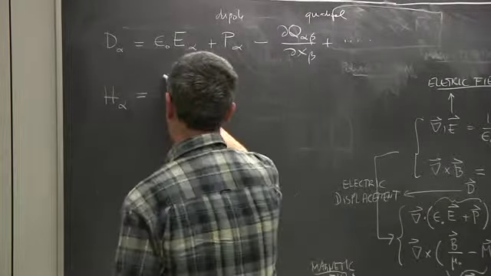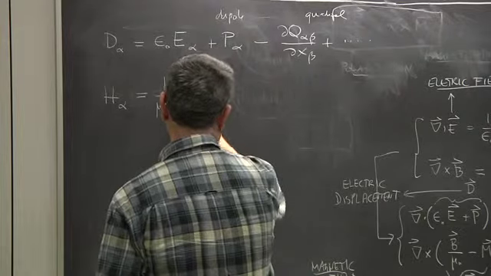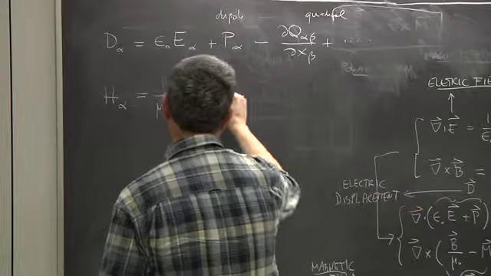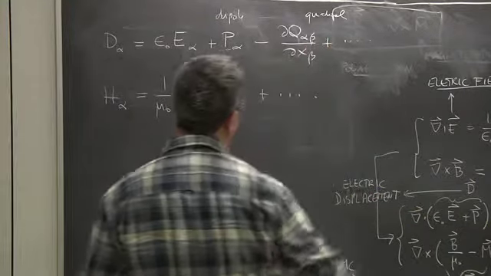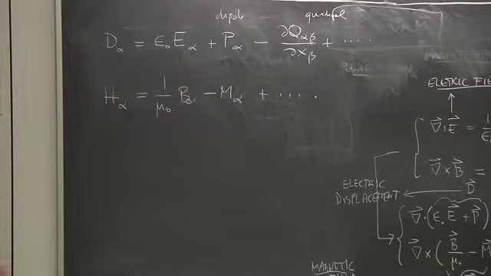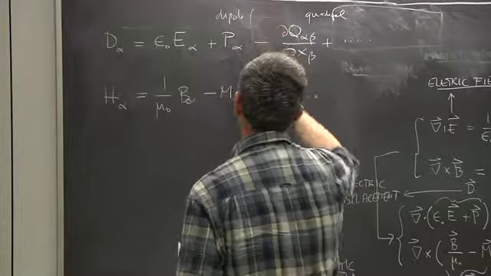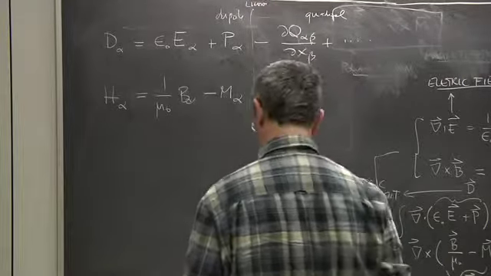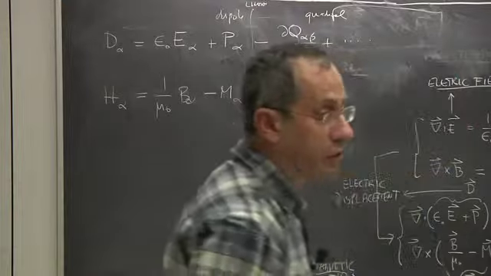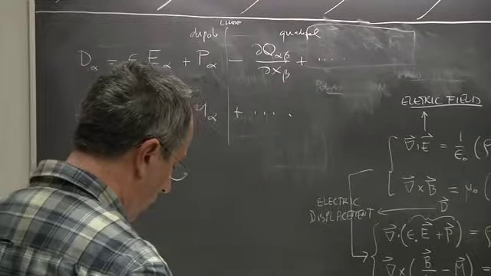You see, it's 1 over this B. Then you have this magnetization. But again, here then you have other terms. I'm not going to write them. So in general, what I did here was to stop here. So this is sort of the linear approximation, or the lowest order approximation. But it could easily become much more complicated.